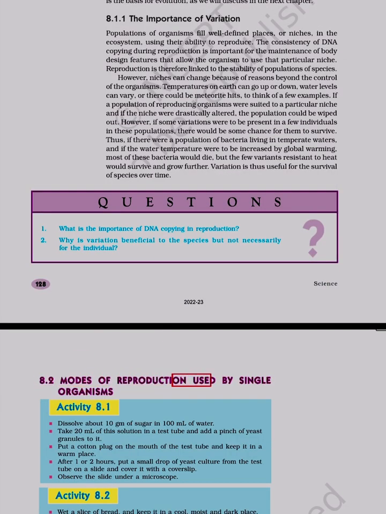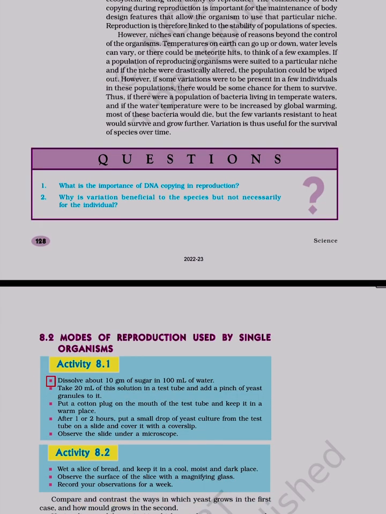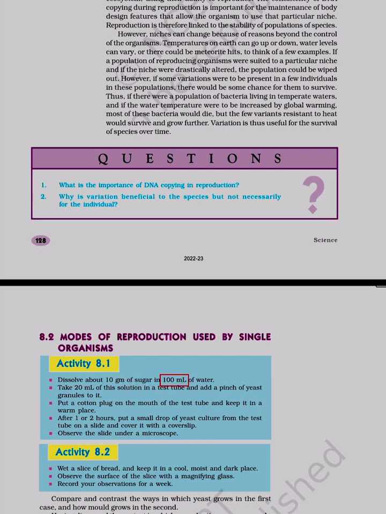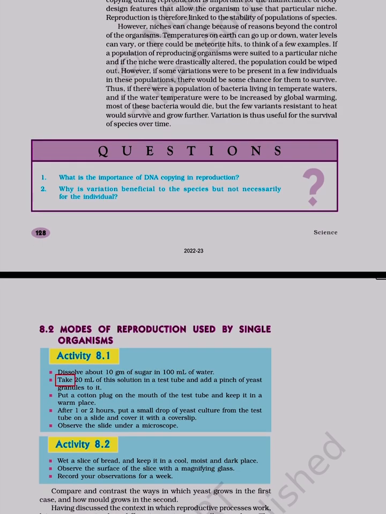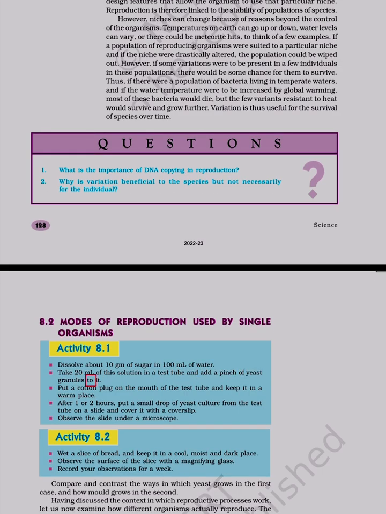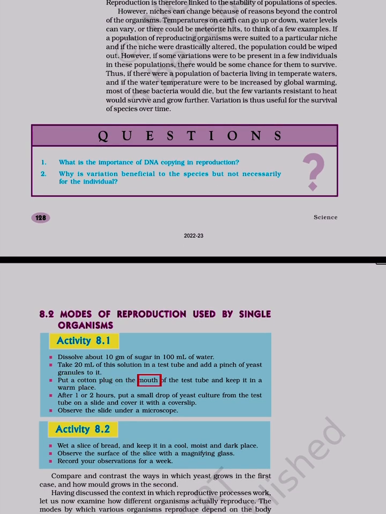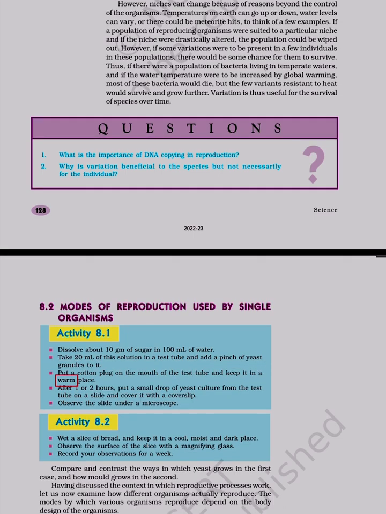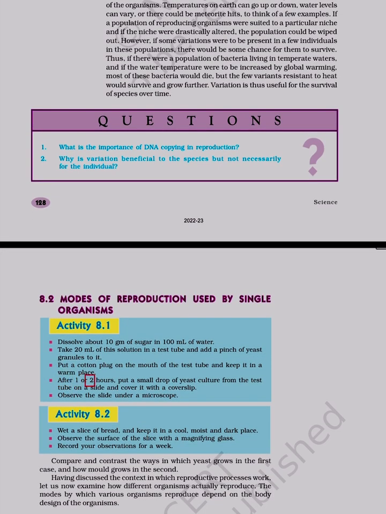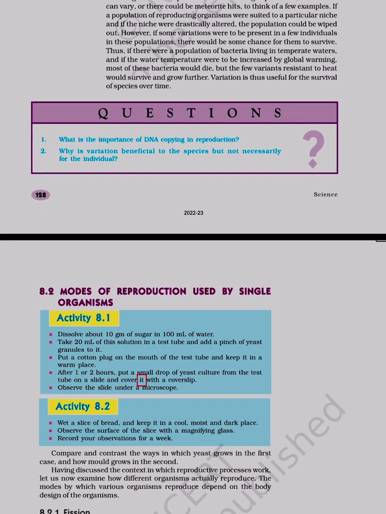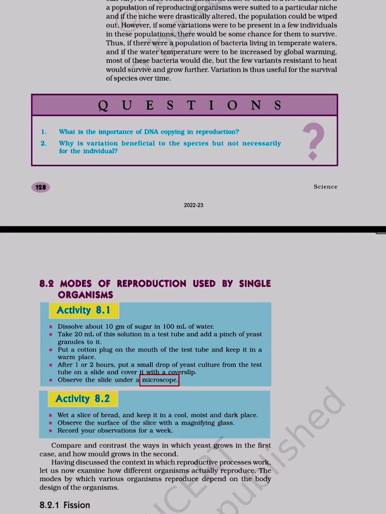8.2 Modes of reproduction used by single organisms. Dissolve about 10 gm of sugar in 100 milliliters of water. Take 20 milliliters of this solution in a test tube and add a pinch of yeast granules to it. Put a cotton plug on the mouth of the test tube and keep it in a warm place. After 1 or 2 hours, put a small drop of yeast culture from the test tube on a slide and cover it with a cover slip and observe the slide under a microscope.